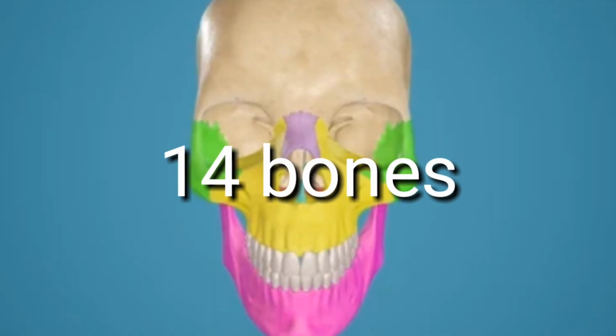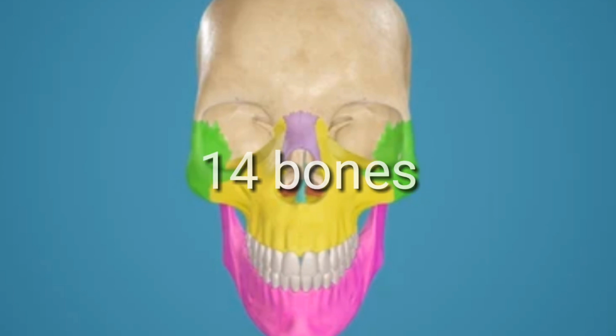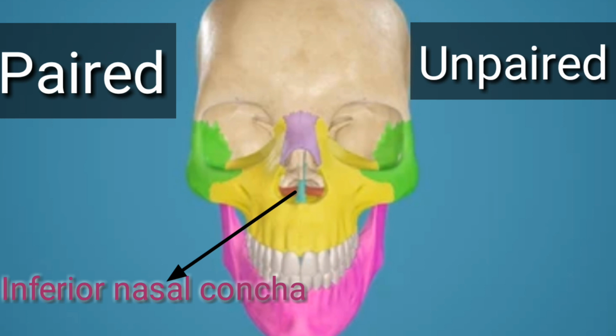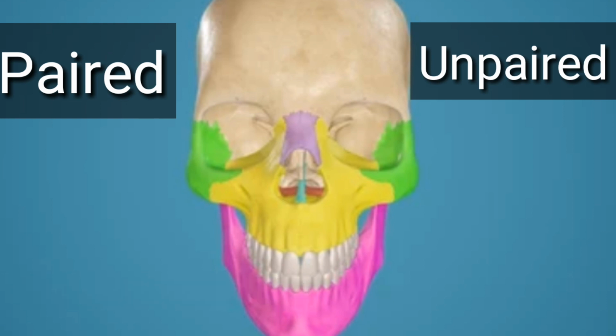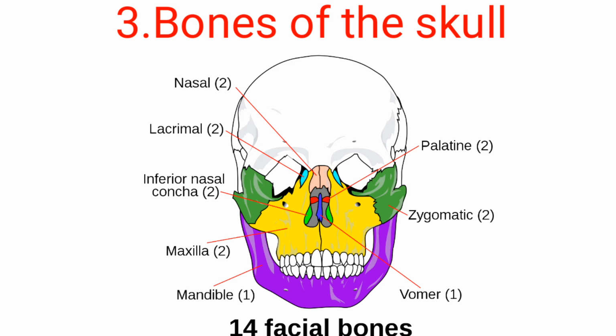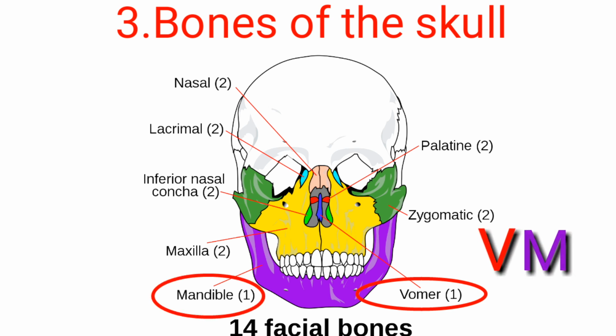The 14 bones forming the viscerocranium are also divided into paired and unpaired bones. The paired bones are the maxilla, zygomatic, nasal, lacrimal, palatine, and inferior nasal concha. The unpaired ones are the vomer and mandible. Thus, all the bones forming the facial skeleton are paired except vomer and mandible, that's VM.